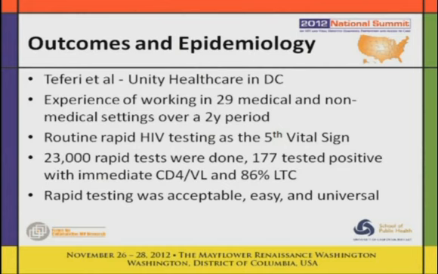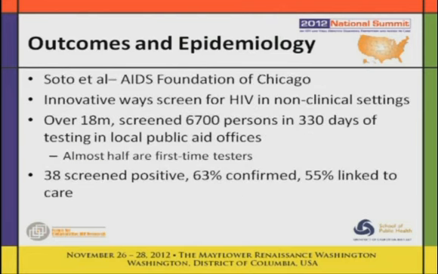They did 23,000 rapid tests over the last 2 years, had a case identification of 177 testing positive, and they were able to immediately conduct CD4 counts and viral loads, and they had 86% linked to care, which I thought was terrific, especially since some of those non-medical settings are much harder to link to care than the medical settings. Rapid testing from this experience was acceptable, easy, and largely universal.